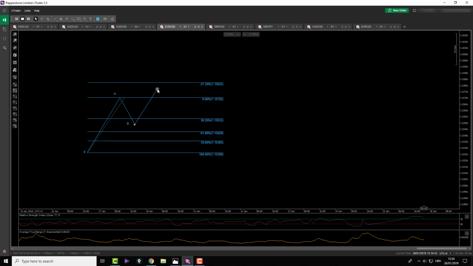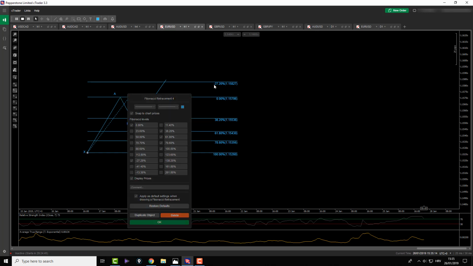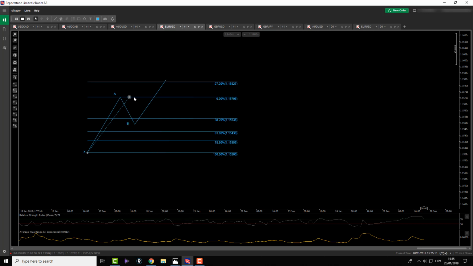So here the rules say that we need to touch the fib extension of 1.272, okay, but should not close above the extension 1.414. Now I have a fib retracement here, but this is a cool little trick that I'm showing you. I added a minus 27.2, which is actually the same thing as if I were to use the fib expansion. Check it out. You see this? So it actually aligns. If I were to adjust this, they would align perfectly.